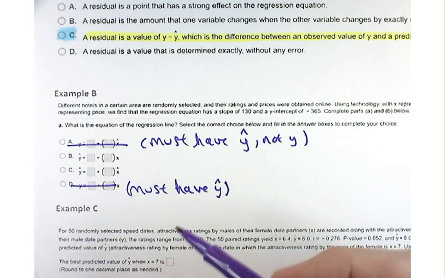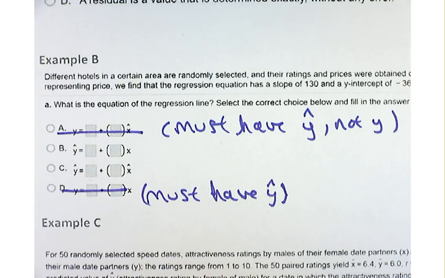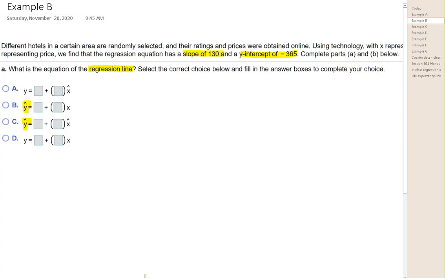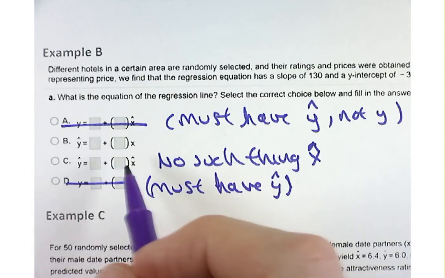So that leaves us with two choices then, B or C. So what do you like of what's left, B or C? B. B, good. Why B? Have I talked about an X hat? No, I didn't. There's no such thing as an X hat. So, yeah, a little bit tricky.